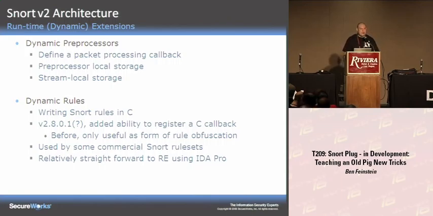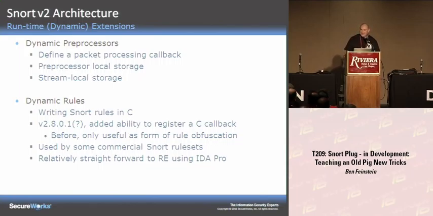Now, dynamic rules are relatively new in the Snort code base. You could think of a dynamic rule as essentially writing a Snort rule in C. I may be wrong, but I think around 2.8.0.1, there was an ability to register a C callback added to the dynamic rules APIs. So before that C callback was defined, it seemed to me like the only reason to do dynamic rules was to obfuscate what your rule's doing, to kind of hide maybe the exploit or the vulnerability that could be determined from the rule.